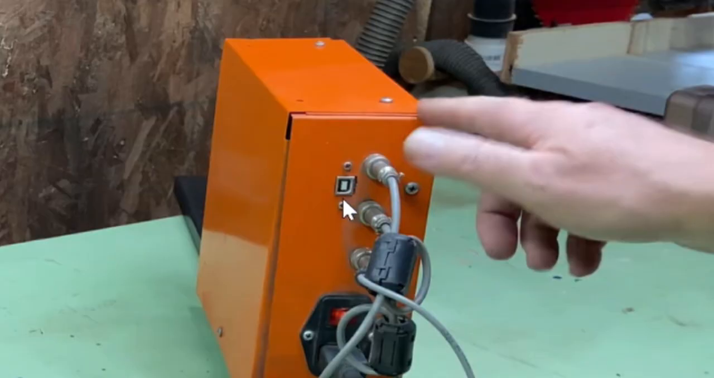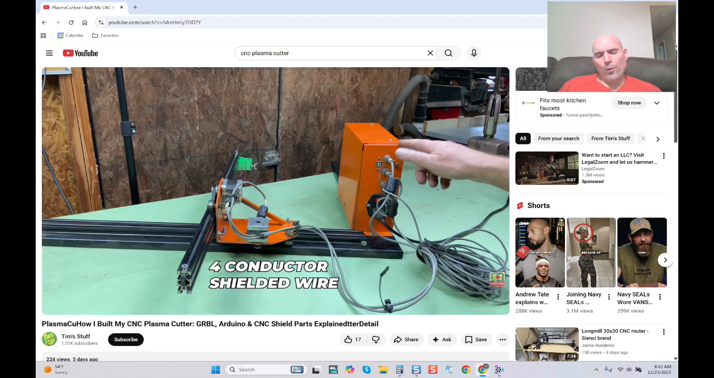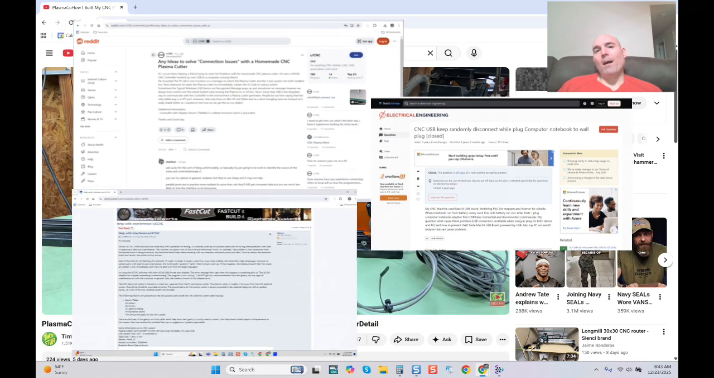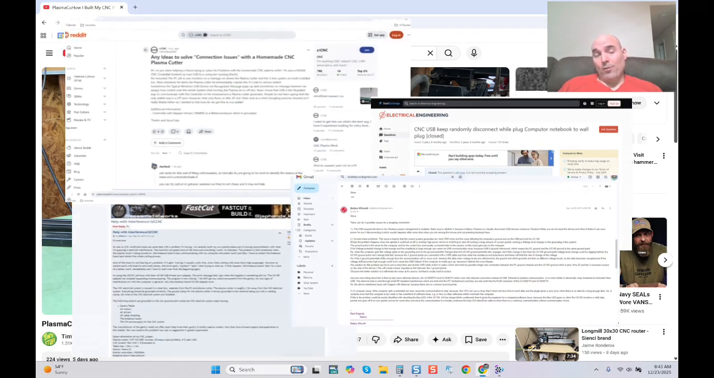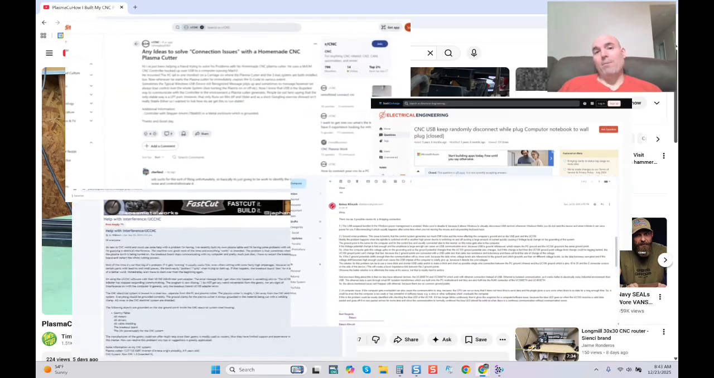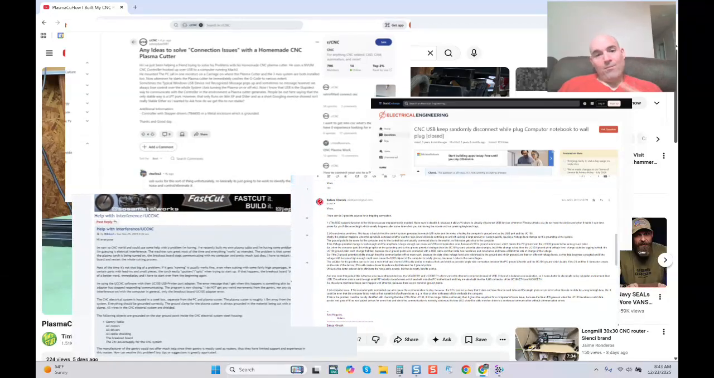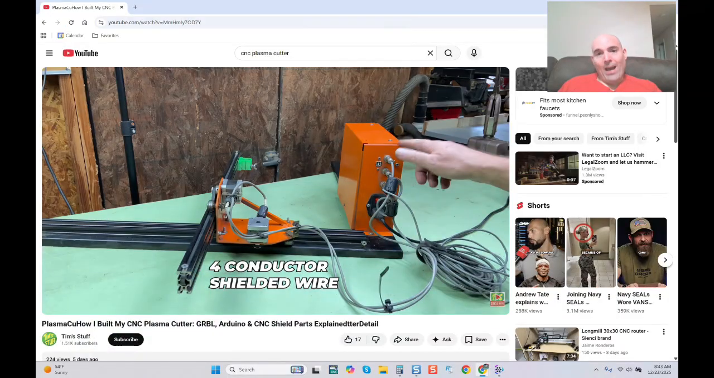That's already a no-no. Universal serial bus has no place whatsoever in CNC robotics, let alone plasma systems, where they generate the largest amount of EMI. You'll see it all over your screen. I've done this in other videos. This is fact. It's interesting, he puts here four conductor shielded wire. We'll go into this in greater detail.